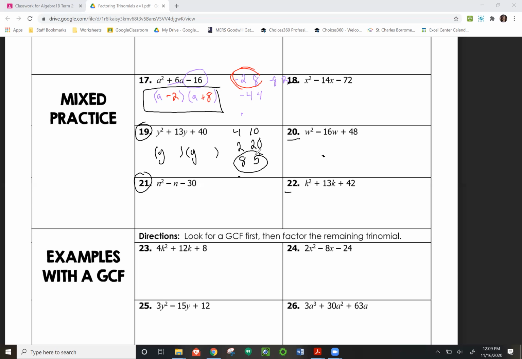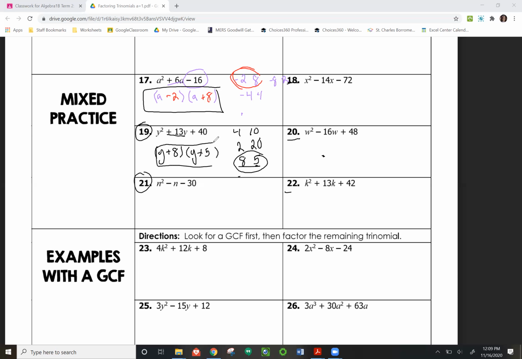I didn't even bother with the negative ones here, negative 4, negative 10, negative 2, negative 20, only because I knew they had to add together to get a positive number. So I kind of thought two steps ahead, so I limited the possibilities that we could have. So I have a positive 8 and a positive 5.